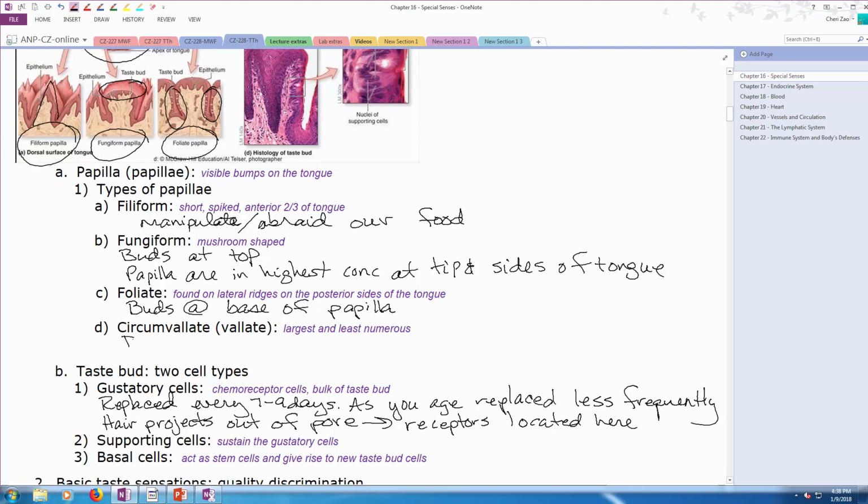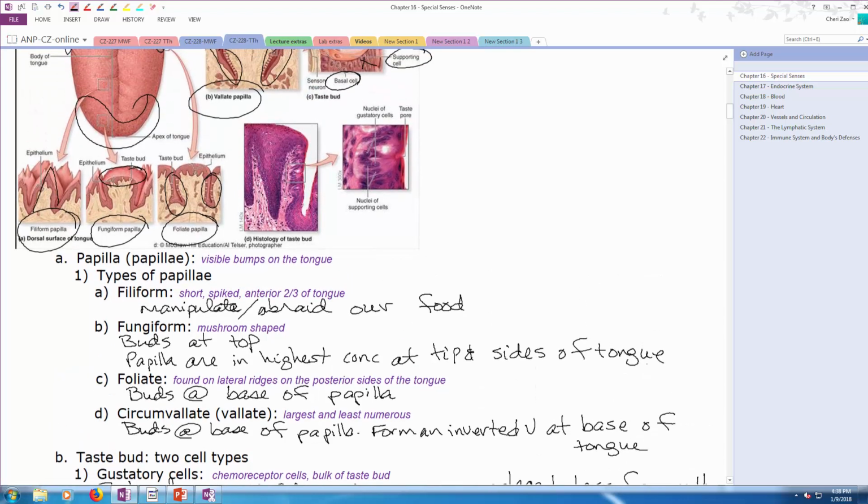Circumvallate, also buds at the base of the papilla. These guys too are the largest. Oh, it just says in the notes, excuse me, we already have that down. And least numerous, and form an inverted V at the base, which is the back of the tongue.